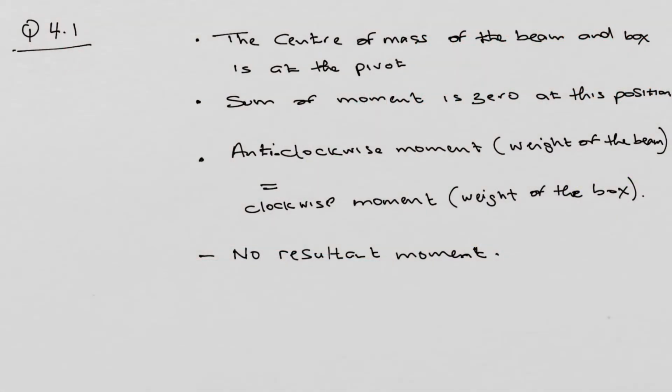Question 4.1. The catapult is designed so that the weight of the beam and the weight of the empty wooden box have no effect on the tension in the rope, and suggest how the pivot position achieves this. Well, the center of mass of the beam and the box is at the pivot, so the sum of moments is 0 at this position. The anticlockwise moment for the weight of the beam will be equal to the clockwise moment for the weight of the box. Therefore, no resultant moment.